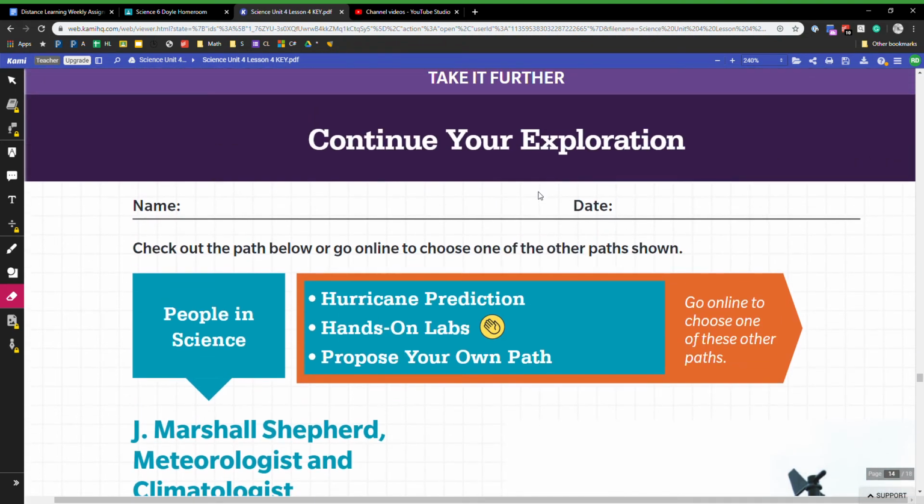All right, this is lesson 4. This is going to be the Take It Further and the Self-Check. I'm going to do them together because the Take It Further is pretty short.